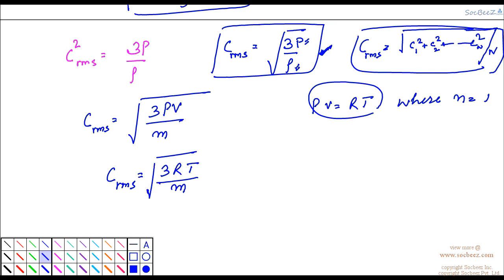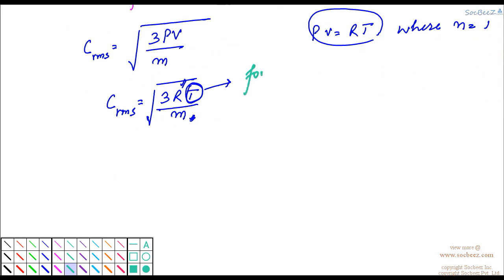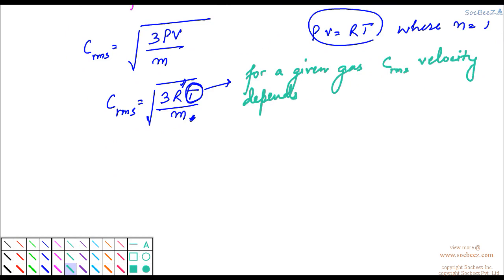So by this, you can relate that R is a constant, and M is the mass occupied by one mole of a gas. So mass is also a constant for a given gas. R is constant, M is constant. So basically it is depending on temperature only. So if I ask you, for a given gas, the C_RMS velocity depends only on temperature.